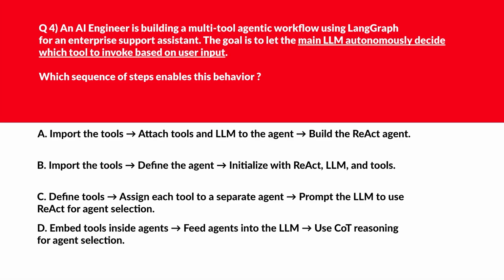Alright, now let's look at this question. So this is all about an LLM autonomously deciding which tool to invoke based on user input. We need to select the sequence of steps. Option A, import the tools, attach tools and LLM to the agent, build the ReAct agent. So this step skips agent definition before ReAct setup, which breaks the tool selection flow. Therefore, wrong answer. Let's move to option B.